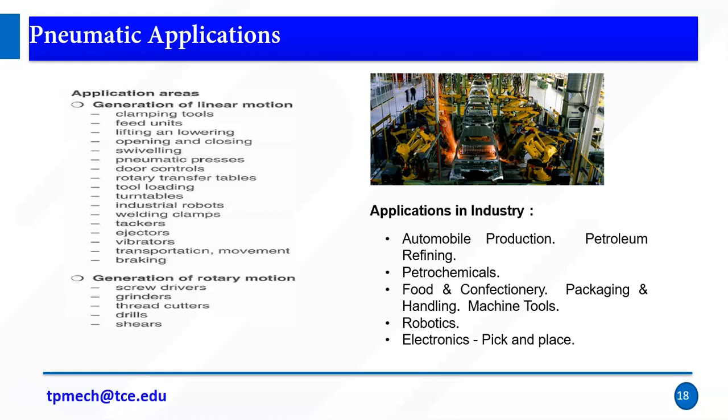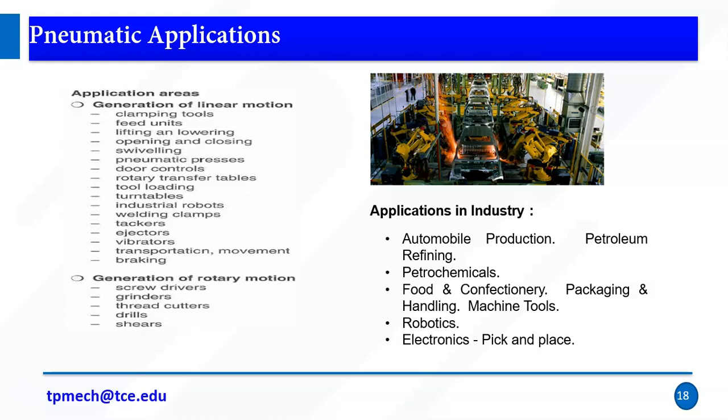Again, the motion may be linear motion or rotary motion. For example, linear motion applications are tool clamping, so if you want to clamp a tool, you can use pneumatics. Feed units, lifting and lowering, right? For lifting and lowering we use pneumatics, but generally if the weight is more than 3000 kg, we have a limitation, and then we need to use hydraulics. Others are opening and closing, swiveling, pneumatic presses, door controllers, rotary transfer tables, etc. These are some of the linear motion examples.